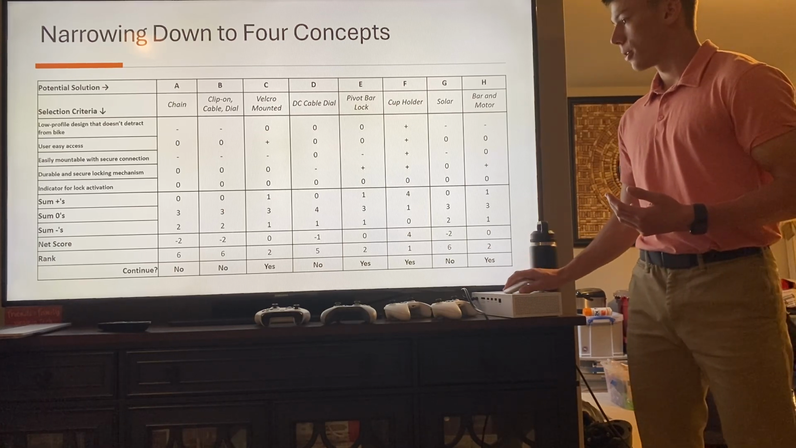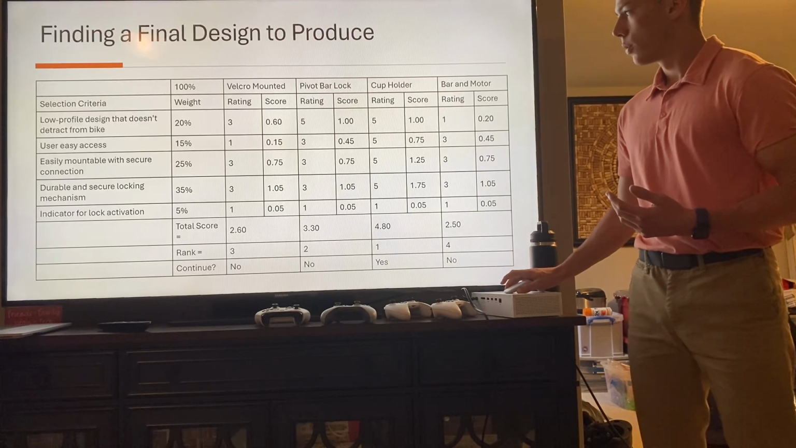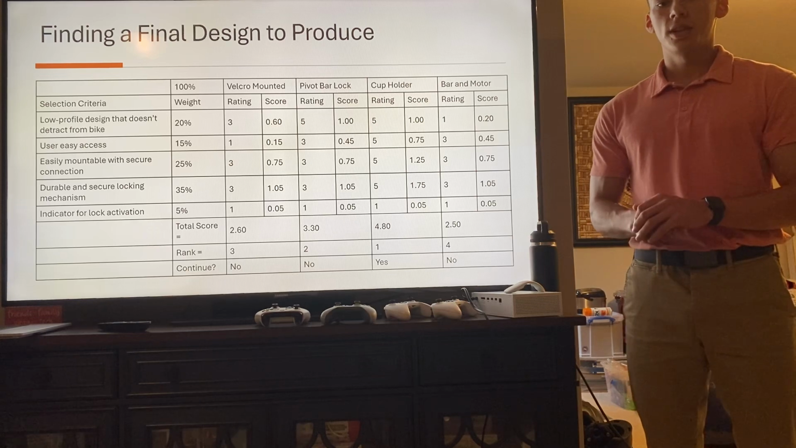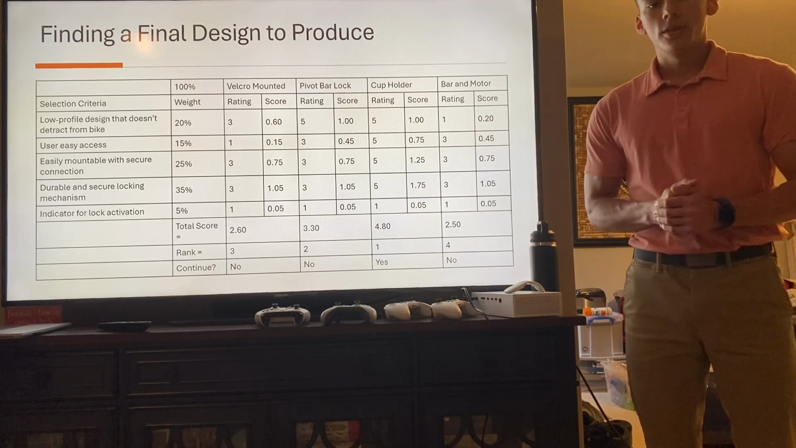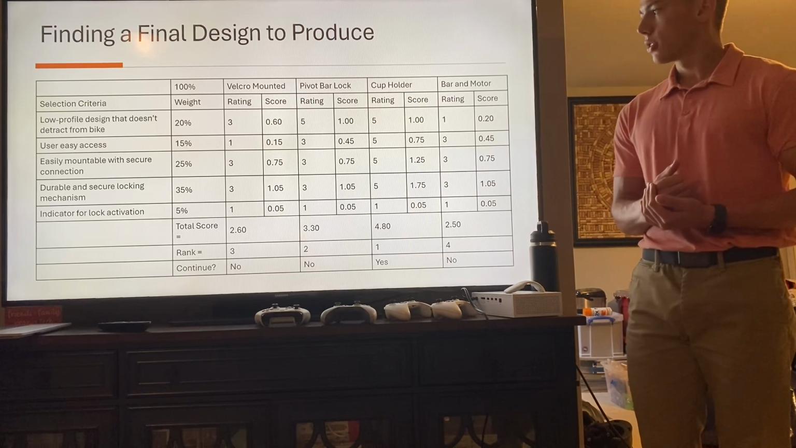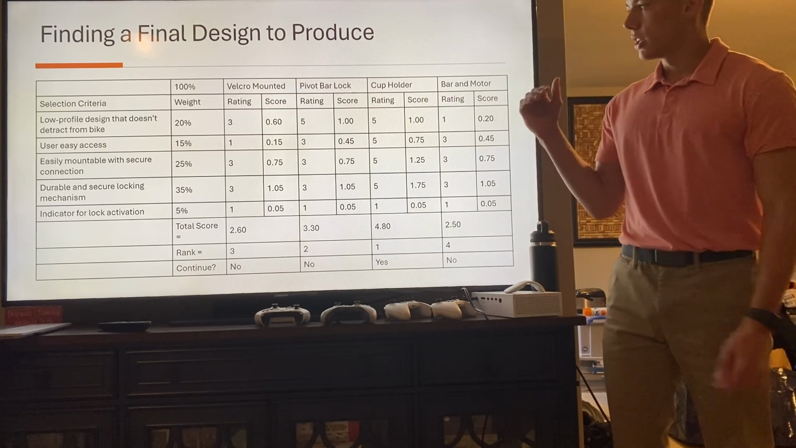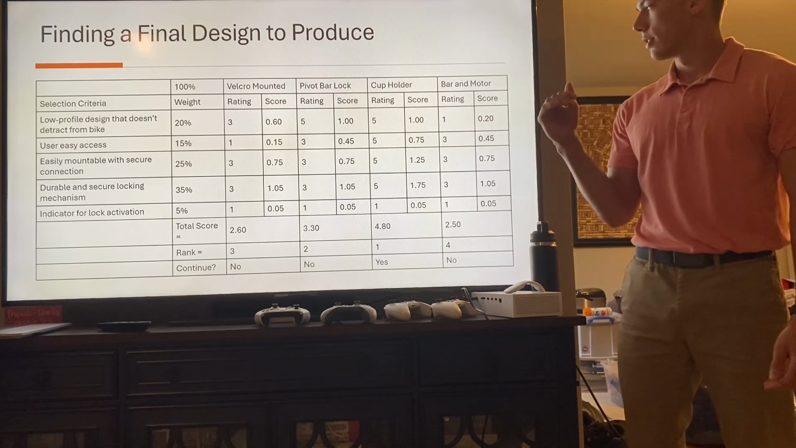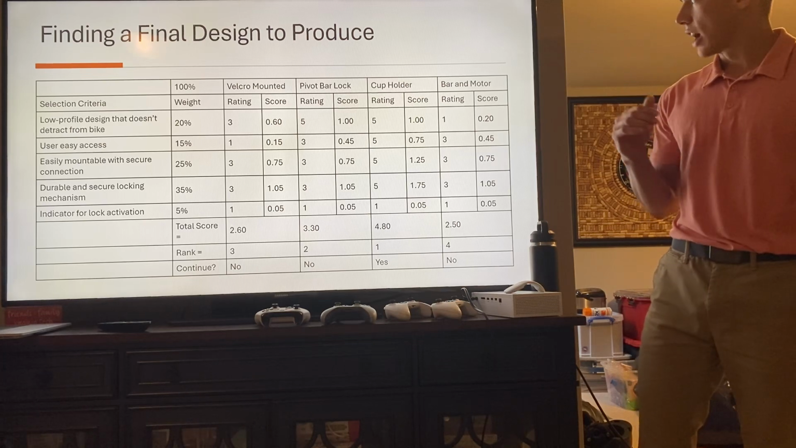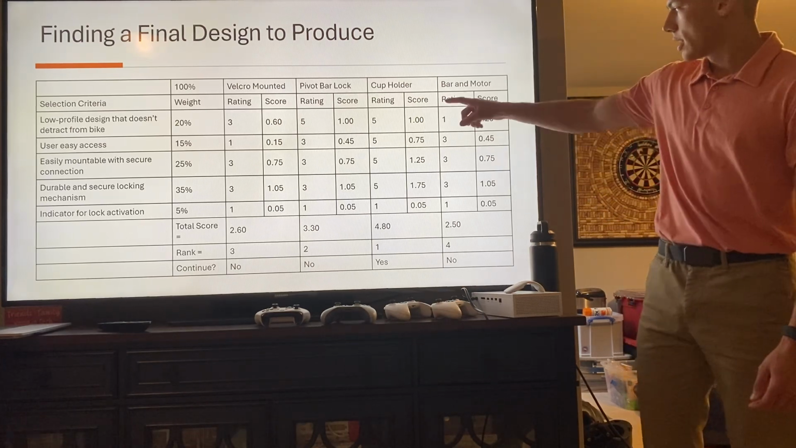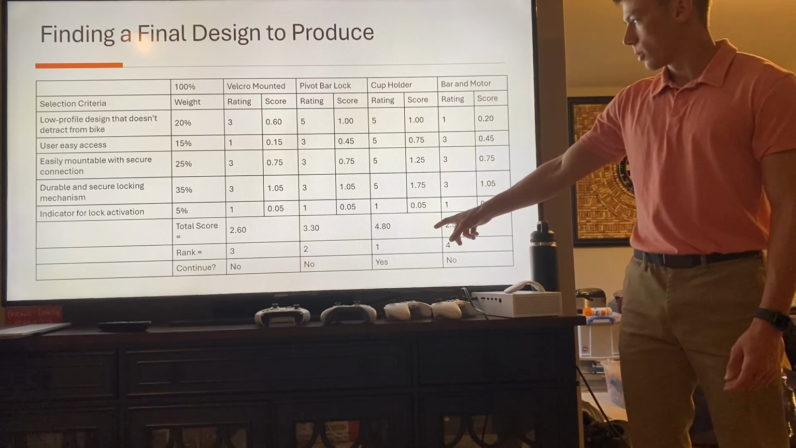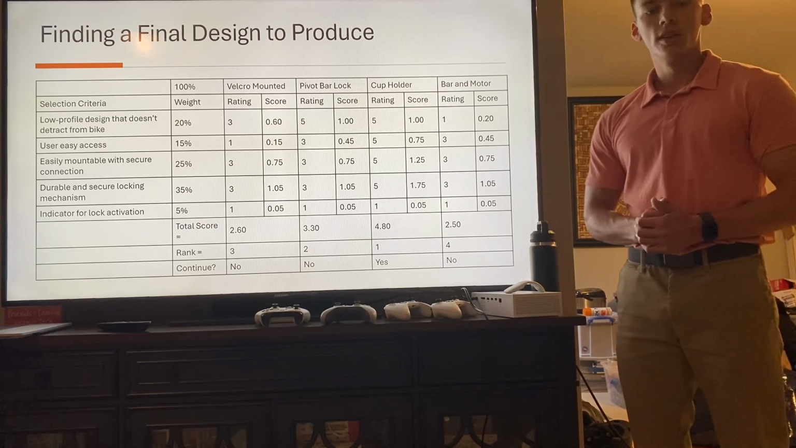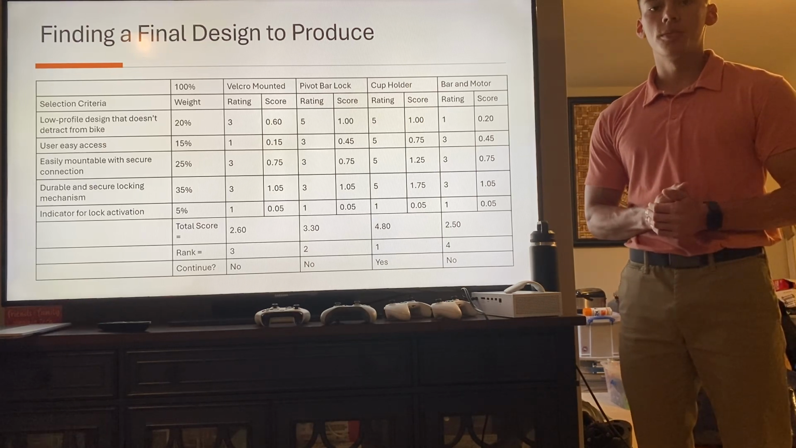So then we move a little bit further into a weighted index of screening our concepts. This will then be used to select our final concept. After looking at the weight of which we believed each customer need or selection criteria was, it was then multiplied by the rating given. And then these percentages times the rating given would be added up right here, as we see, down into a final score. After all of these, we have seen that the cup holder bike lock idea was the most successful and satisfied the most customer needs.